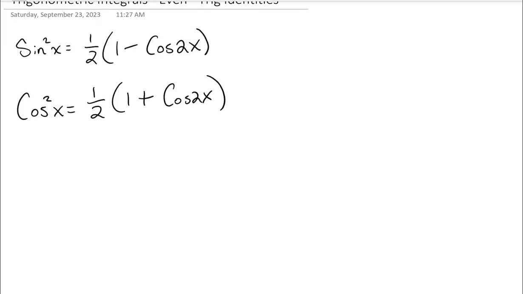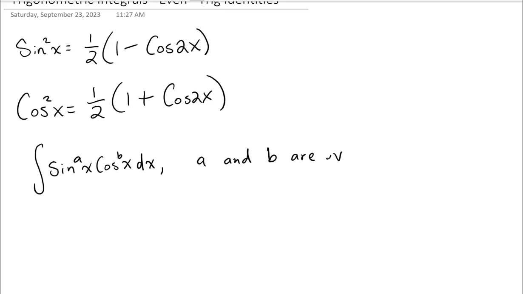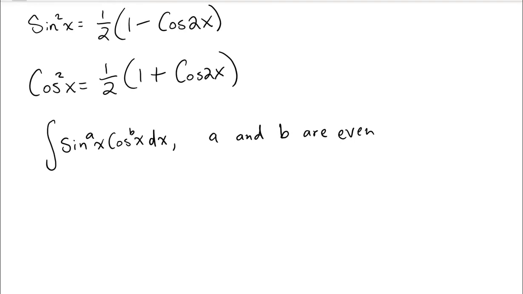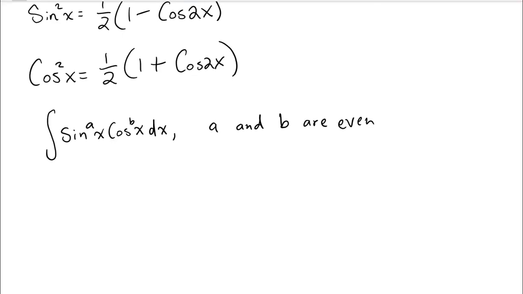Well, now we will examine once again the integral of sine to some power a of x times cosine to some power b of x dx, when both a and b are even. Now, we've already learned that we can use the reduction formula to solve these, but there are some cases when the reduction formula would be much more difficult than the other technique that we can use, which is just converting our integrals using our trigonometric identities. And we're going to see a really good example of that here.